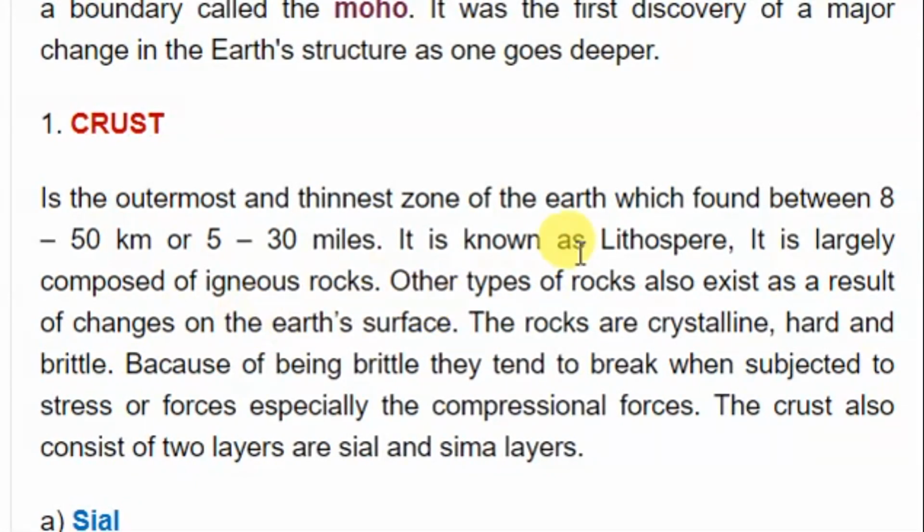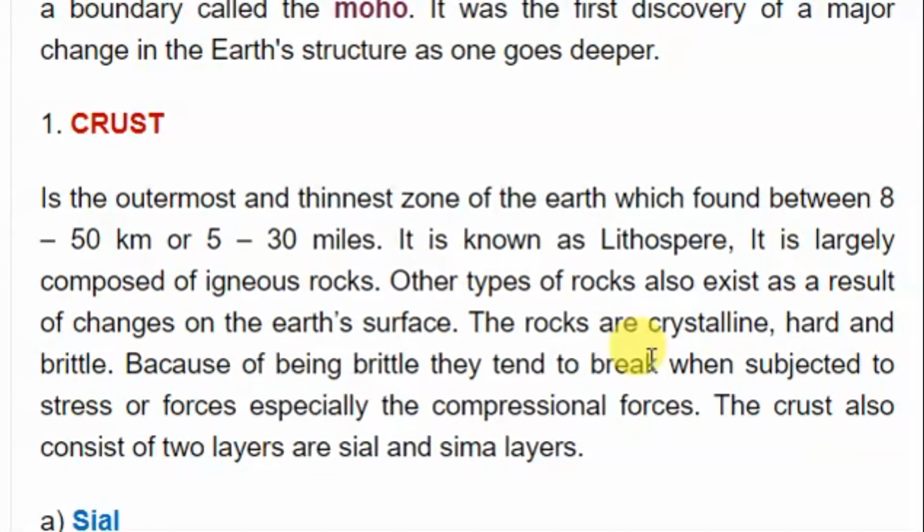But the igneous rock, hizi ndizo ambazo zinakuwa kwa asili. Yale mawe ni kutoka uumbaji, they are there. But other types of rocks such as sedimentary, it's only because of the sedimentation of material. Sedimentary, imetokana na sedimentation. Yani kwamba material yamesediment, yamekusanyika, yameform layers. Tutaenda kuona even the features of these three types of rocks and the rock cycle.